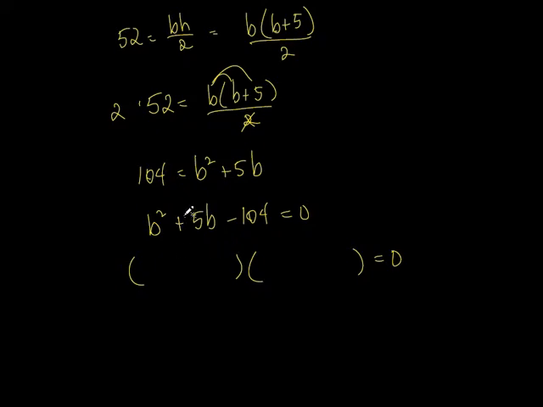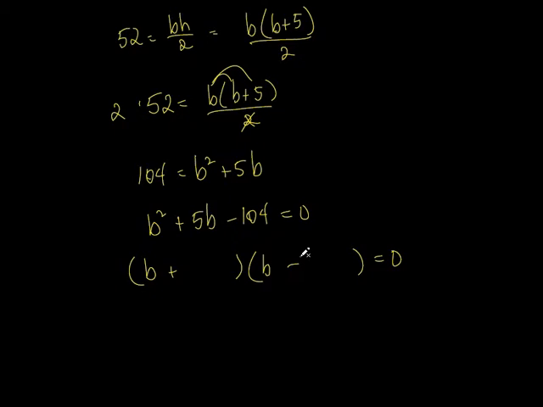It's kind of like backwards FOIL method. A lot of teachers say that. You remember that? So watch. This times this has to equal b squared. So what times what equals b squared? b. Oops, almost put a square there. b here and a b here. Now look, this times this has to be negative 104. So that means one's going to be a plus and one's going to be a minus, right?